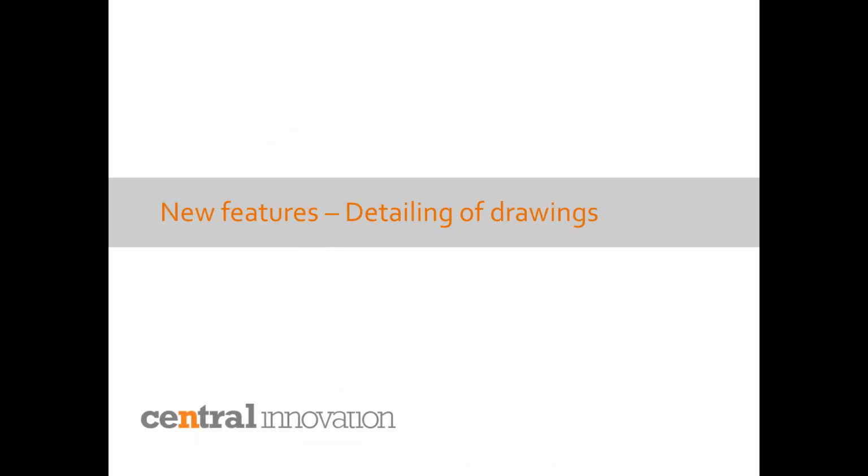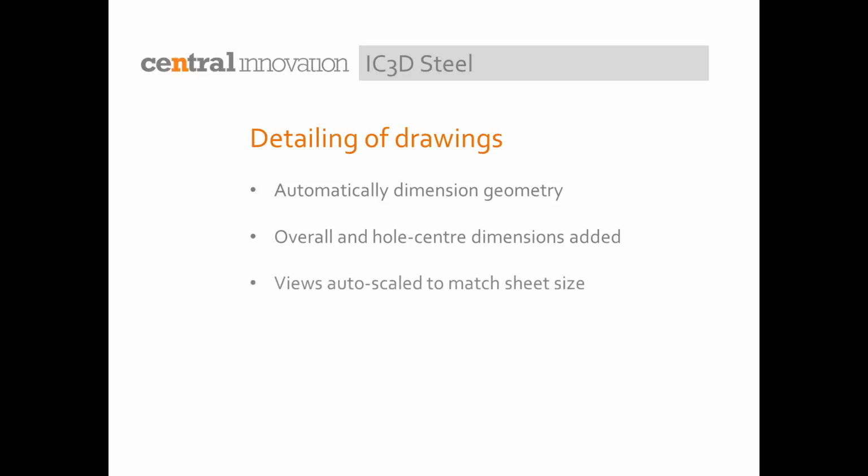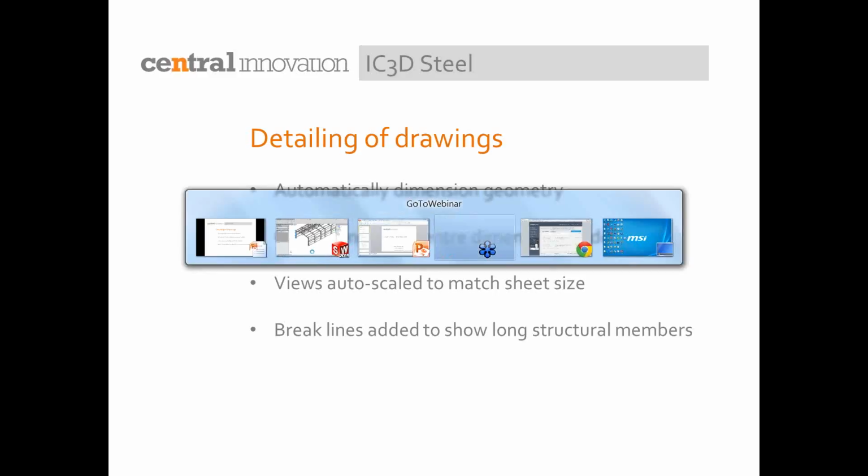So we've looked at handrails, and the other new feature was the detailing of drawings. We can automatically dimension the geometry in the drawing. We add overall dimensions and dimensions to hole centers. We use a common datum going from left to right. Views are auto-scaled to match the sheet size, and we add break lines. Typically when you are creating drawings of long structural members, it could be a good idea to add break lines so that they can still be represented at a large scale, but still fit within your drawing sheet borders as well. All right, so let's take a look at how this is going to work.